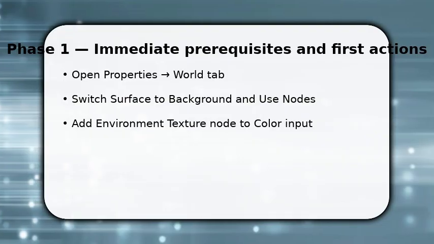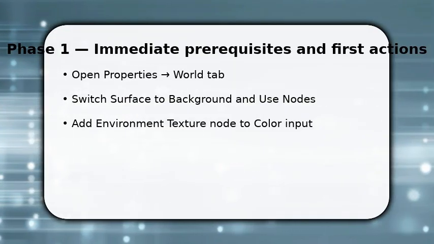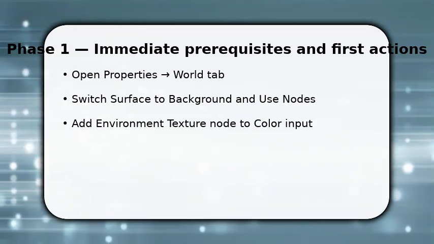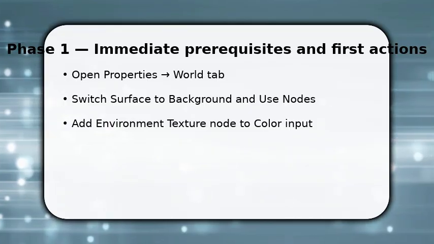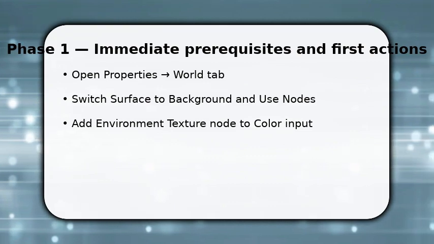Once added, click Open and navigate to your HDRI file. Make sure file autosave won't interrupt. Use an EXR or HDR for full dynamic range. This first step wires scene lighting to an image, so previews update as you change the map.